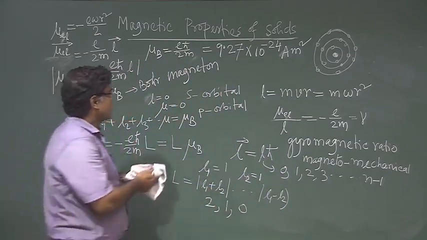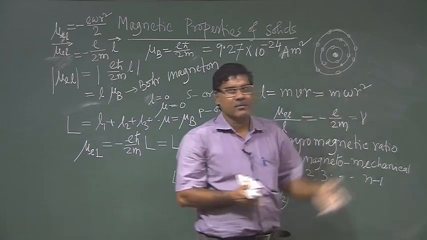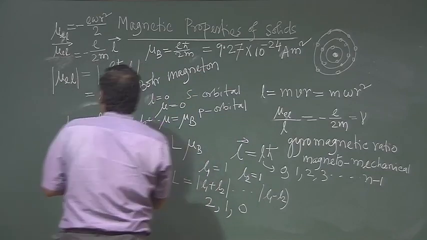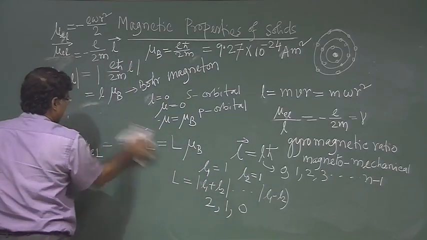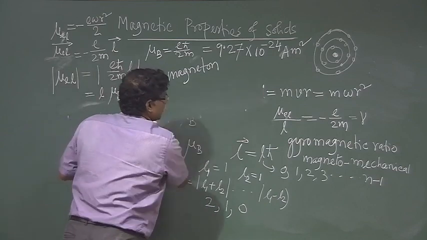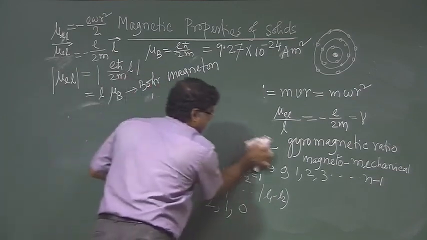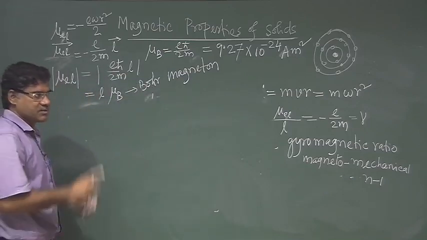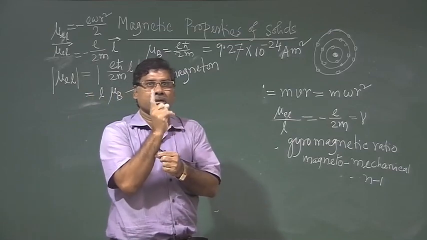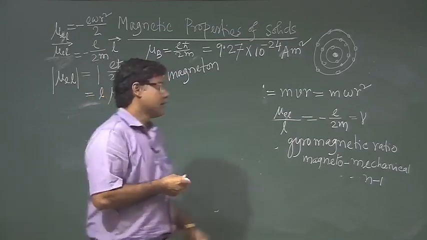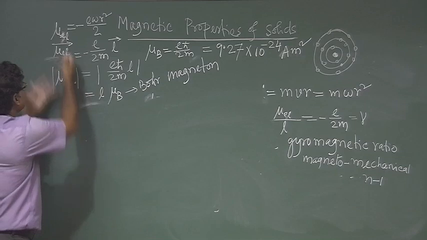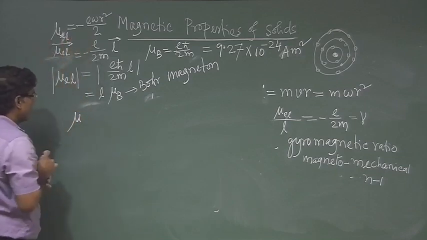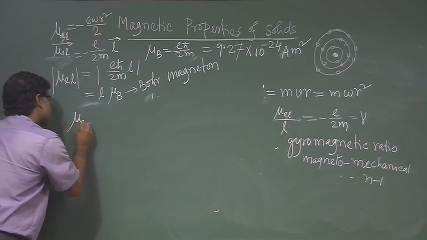Secondly, the second contribution to magnetic moment is the spin magnetic moment. This electron has spin angular momentum, right. The electron has spin angular momentum, the spinning motion of the electron about its own axis. So, it will also give a similar relation.